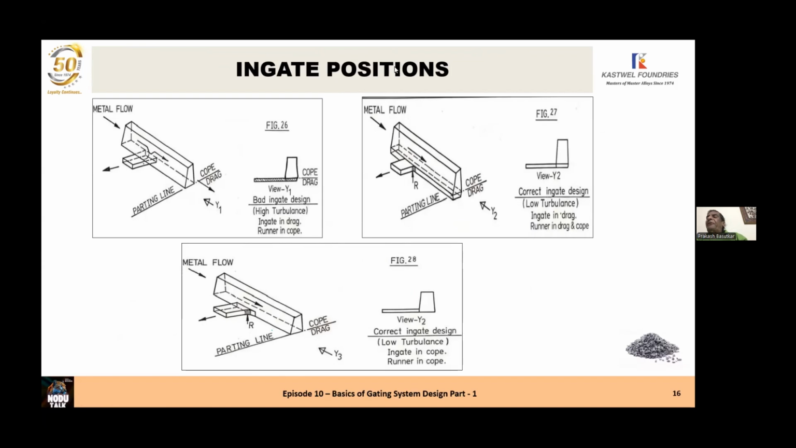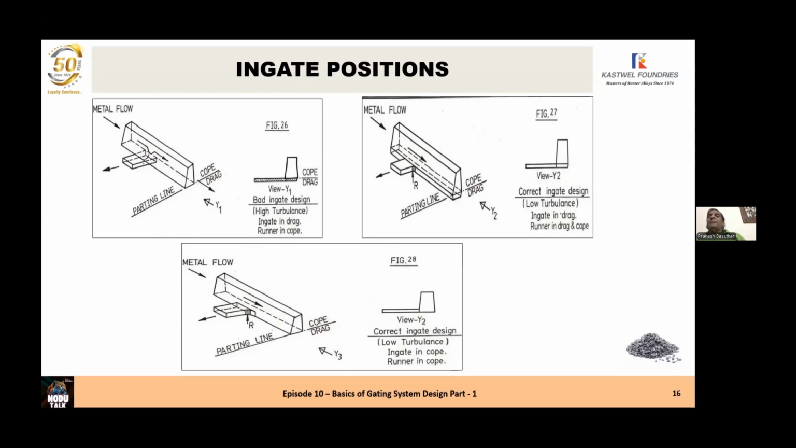Let's look at the bad design. You will see there's a parting line shown there. The runner is shown in the cope. The ingate is shown where the metal is coming out in the drag. Now, such a case arises when the entire casting is in the drag. Then you have to put the ingate in the drag to feed the casting with the metal.